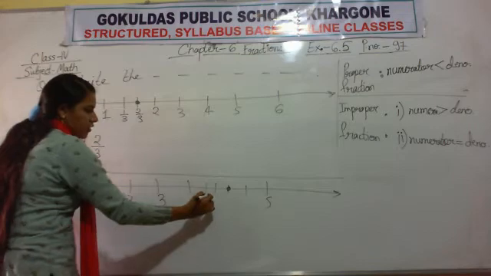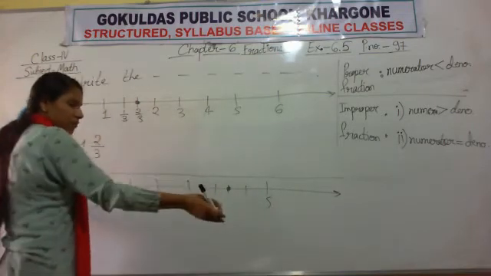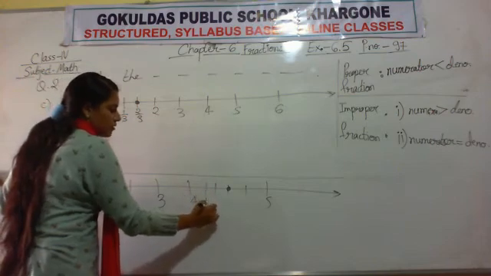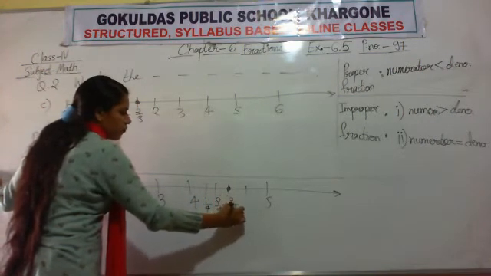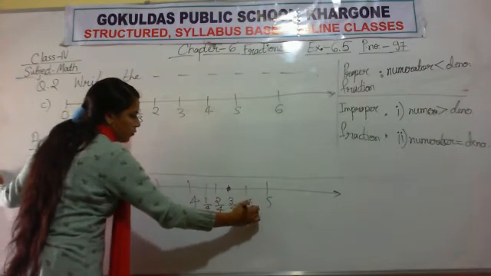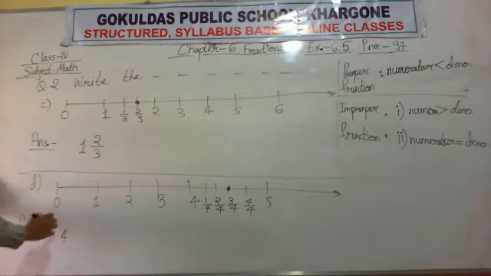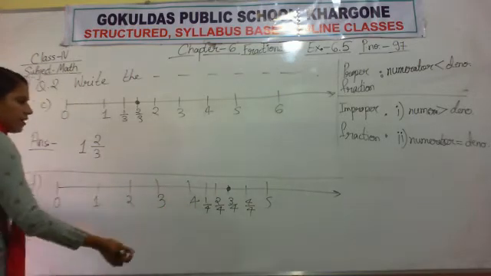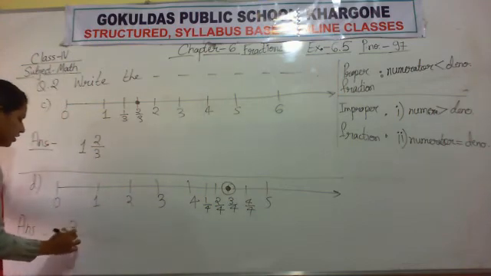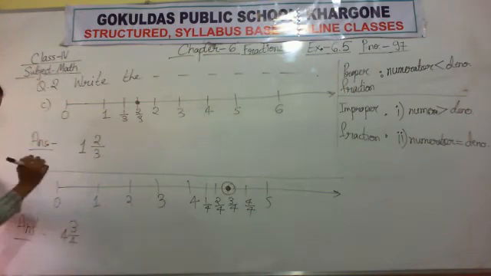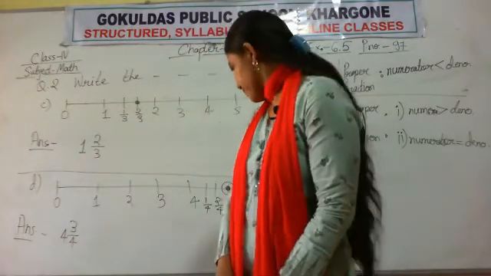Okay. Now this part will be total how many parts? 1, 2, 3, 4, 5. Total 5 equal parts are there. This part will represent 1 upon 4, this 2 upon 4, this will represent 3 upon 4, it will represent 4 upon 4. The point is representing 3 upon 4. So write 3 upon 4. So 4 and 3 upon 4 is your final answer.